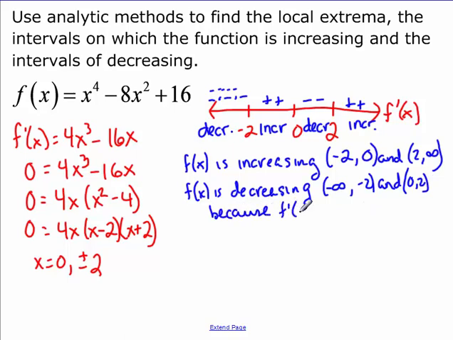Because f prime of x is less than 0. And I should have in here because f prime of x is greater than 0. Okay, so give me a little reason.